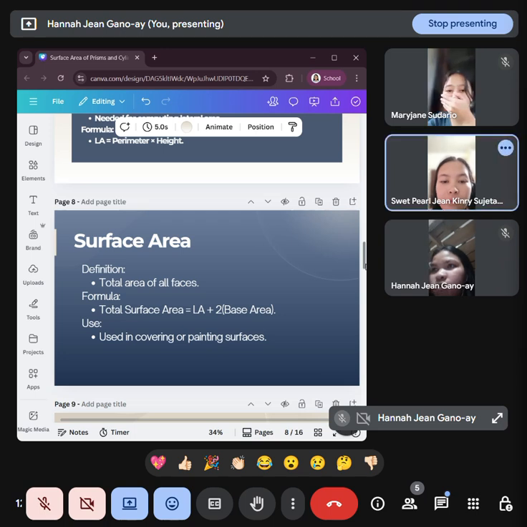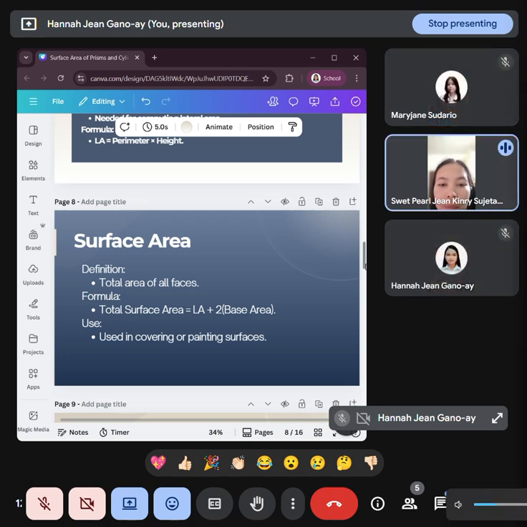Surface area. The surface area of a prism is the total area of all its faces. This includes all the lateral faces and the two congruent bases. To compute the surface area, we add the lateral area and the areas of the two bases. Surface area matters in real-life situations where you need to cover, paint, wrap, or design objects such as boxes or packaging.